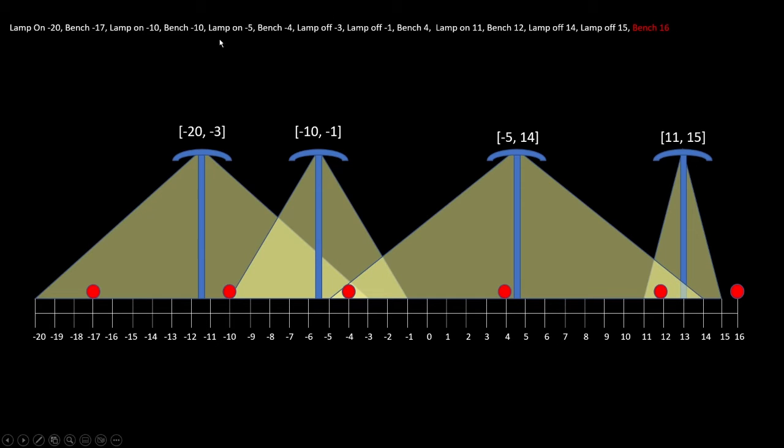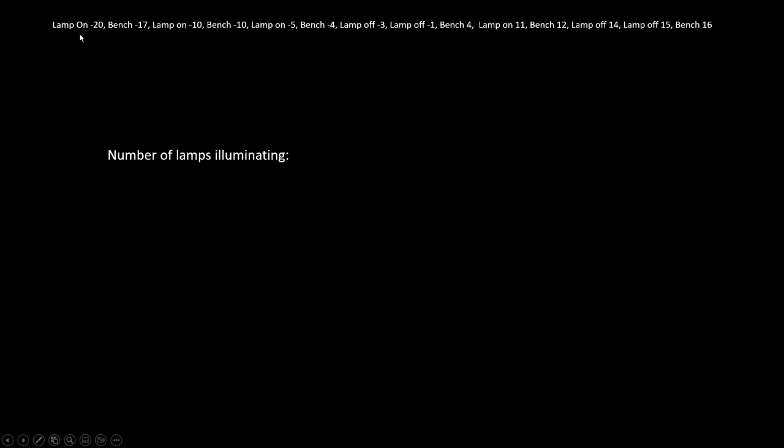So now that we have all these events, we can actually run through our queue of events and process them in a way that will tell us exactly how many lamps we're illuminating each of these benches. And so hopefully you can kind of see the intuition behind how we're going to do that.